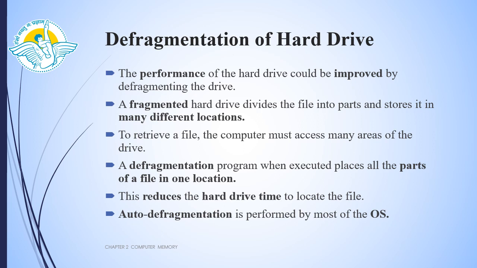Now let us understand the process of defragmentation of hard drive. The performance of the hard drive could be improved by defragmenting the drive. A fragmented hard drive divides the file into parts and stores it in many different locations. To retrieve a file, the computer must access many areas of the drive. This might take a longer time for the hard disk to retrieve a file. A defragmentation program, when executed, places all the parts of a file in one location. This reduces the hard drive time to locate the file. Auto defragmentation is a process performed by most of the operating systems.